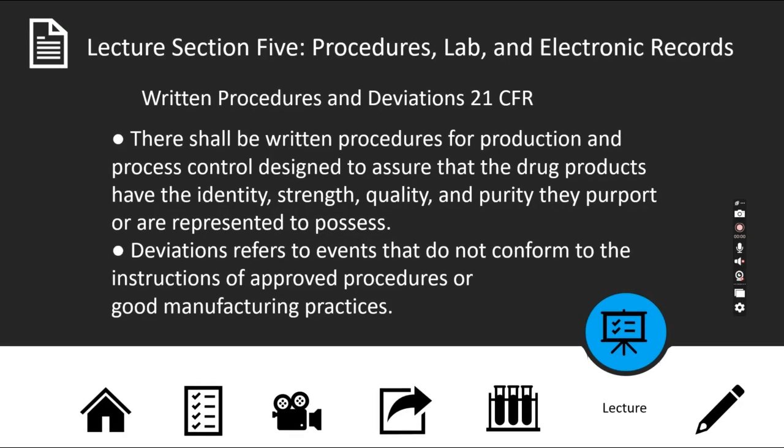So here we are in section 5. We're going back to the 21 CFR. According to the 21 CFR, there shall be written procedures for production and process control designed to assure that the products have the identity, strength, quality, and purity that they purport or are represented to possess. Deviations refer to events that do not conform to the instructions of approved procedures or good manufacturing practices.